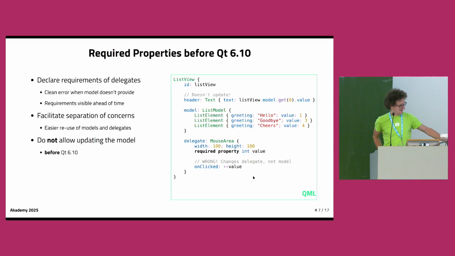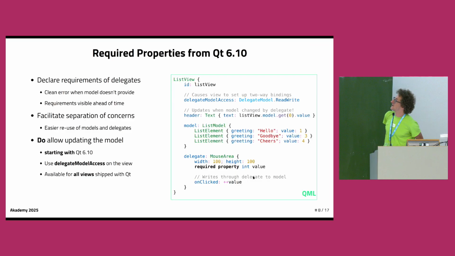And the solution looks like this. You can now say to the view, okay, I actually want my required properties to work both ways, so that the delegate is updated from the model, and also the model is updated from the delegate. And this works because we've invented sticky bindings that are used internally there between the delegate and the model object. When you write the model, one binding is triggered, and when you write the delegate, the other binding is triggered, and neither of them breaks the other one.